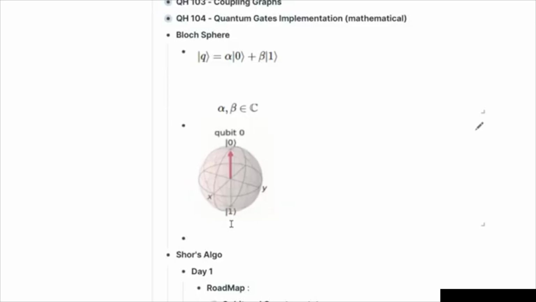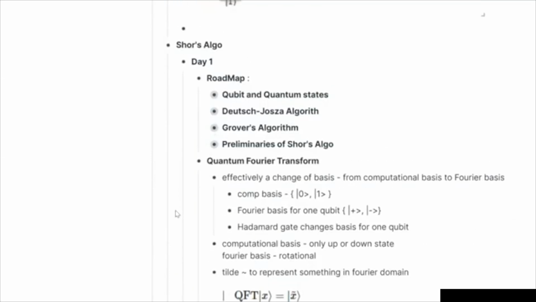It's called the plus states and minus states, which we usually define as the ones obtained by the Hadamard gates, like we also did in the previous session. So in QFT, we have those as the basis instead of zeros and ones.